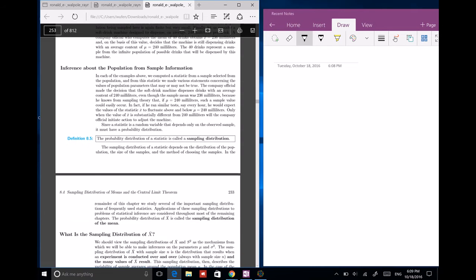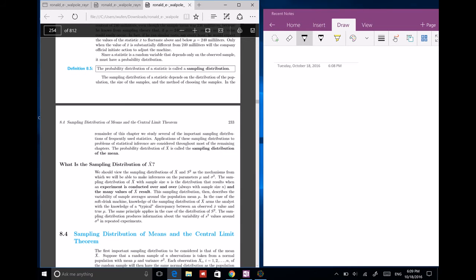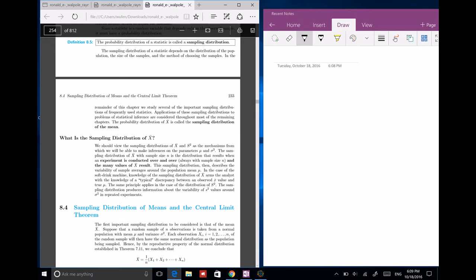So we use the sample to estimate the population. Use the sample mean to estimate the population mean, and use the sample variance to estimate the population variance. The probability distribution of X bar is called the sampling distribution of the mean.